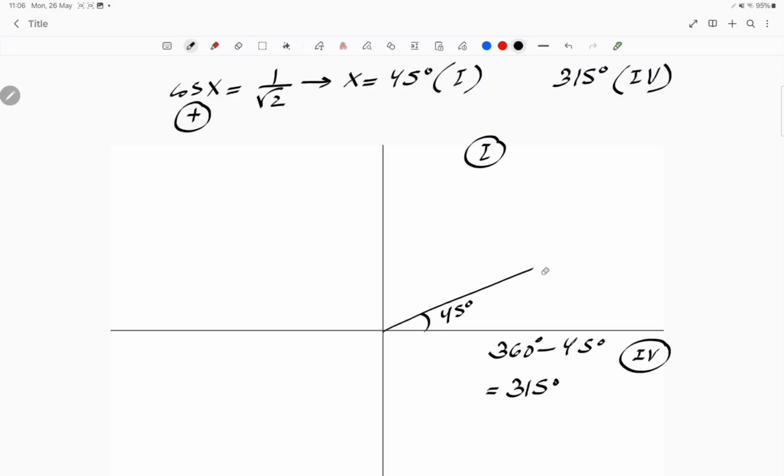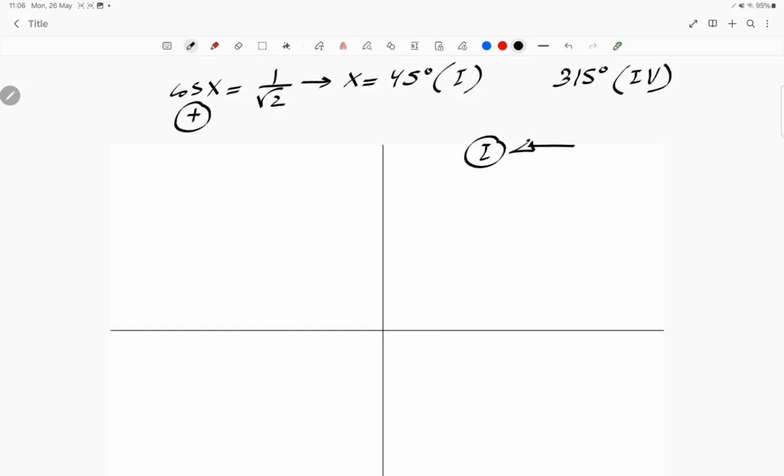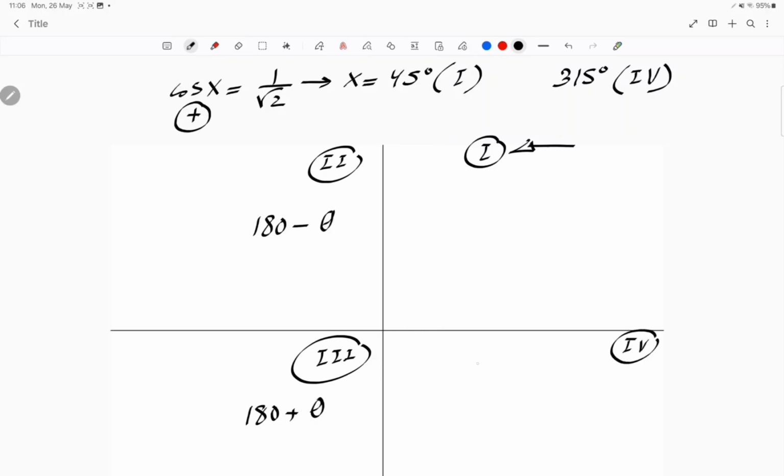So let me just give you the trick here, right? So if your angle is in the first quadrant, things are very easy, right? If you're trying to get it for the second quadrant, you will do 180 minus the angle of the first quadrant. If you want to get it for the third quadrant, you must do 180 plus that angle. And if you want to get it for the fourth quadrant, then you must do 360 minus that angle.